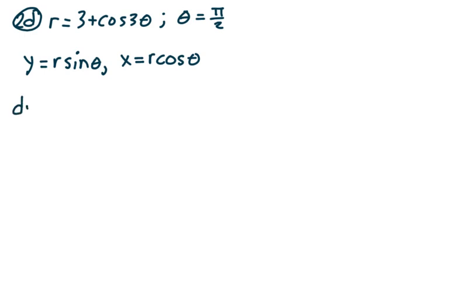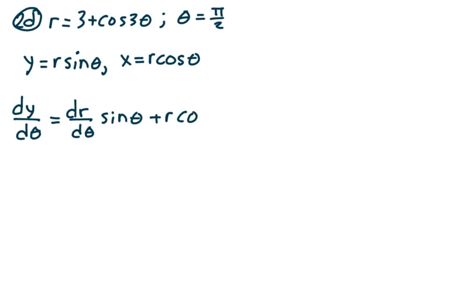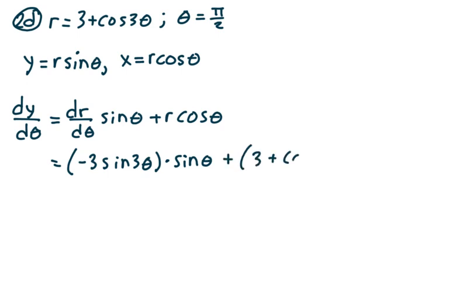And then I want to figure out dy/dθ. So this is dr/dθ sine θ plus r cosine θ, right? Now, dr/dθ by the chain rule is negative 3 sine 3θ times sine θ, okay? Plus 3 plus cosine 3θ times cosine θ.